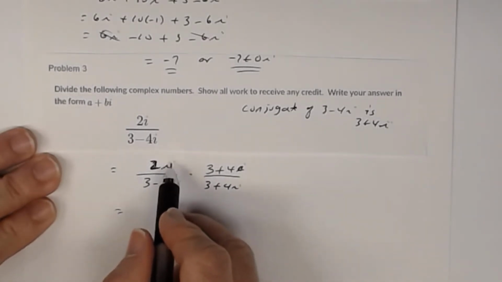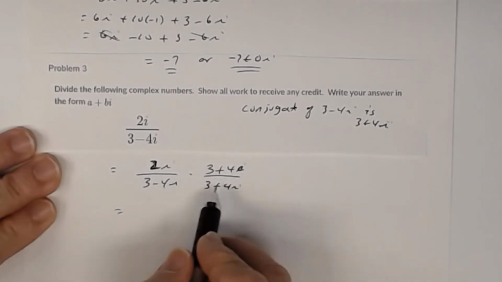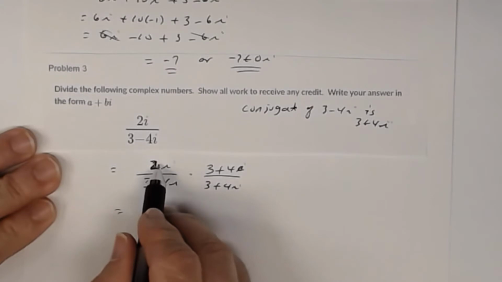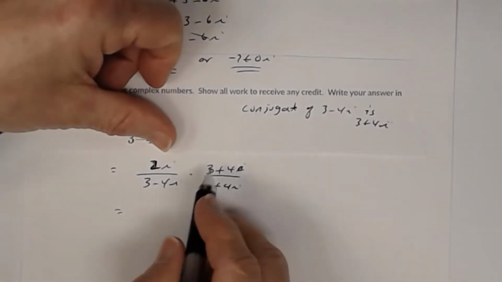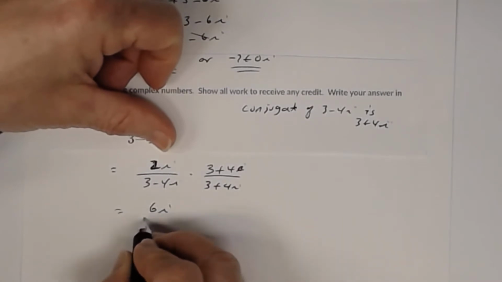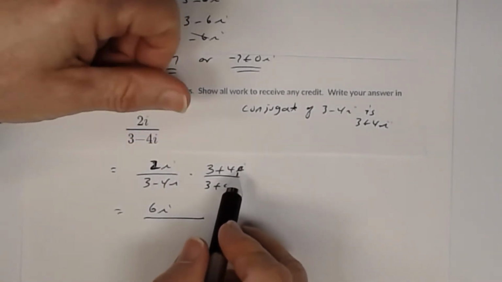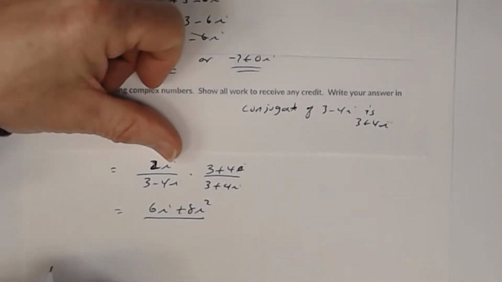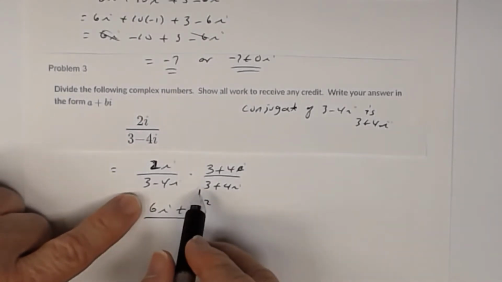Now notice that here you have a monomial times a binomial, and here you have two binomials. So the next step you had to do was say 2i times both of these terms here. So you had to say 2i times 3 is 6i. That's going to be your numerator so far. And then 2i times 4i is 8i squared.